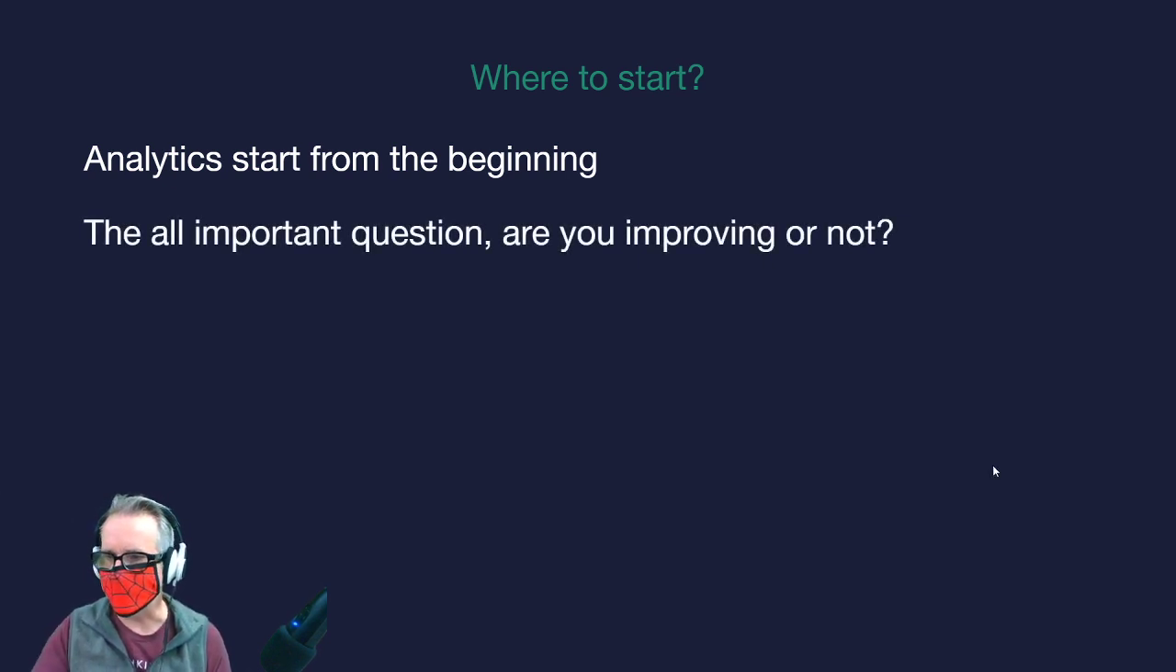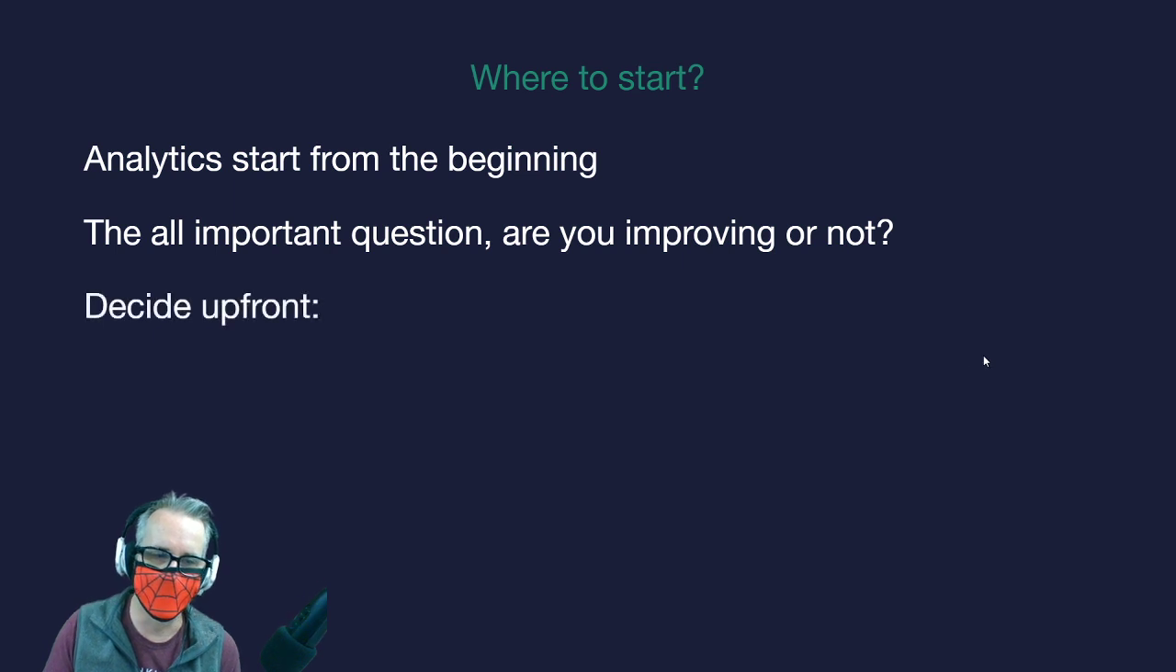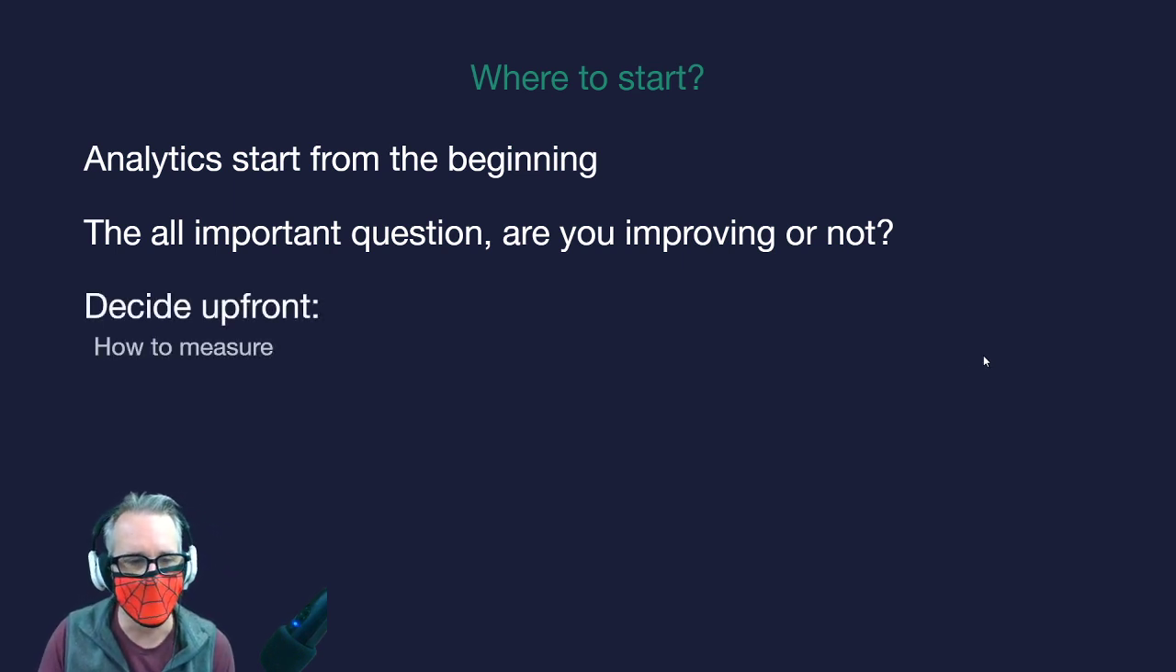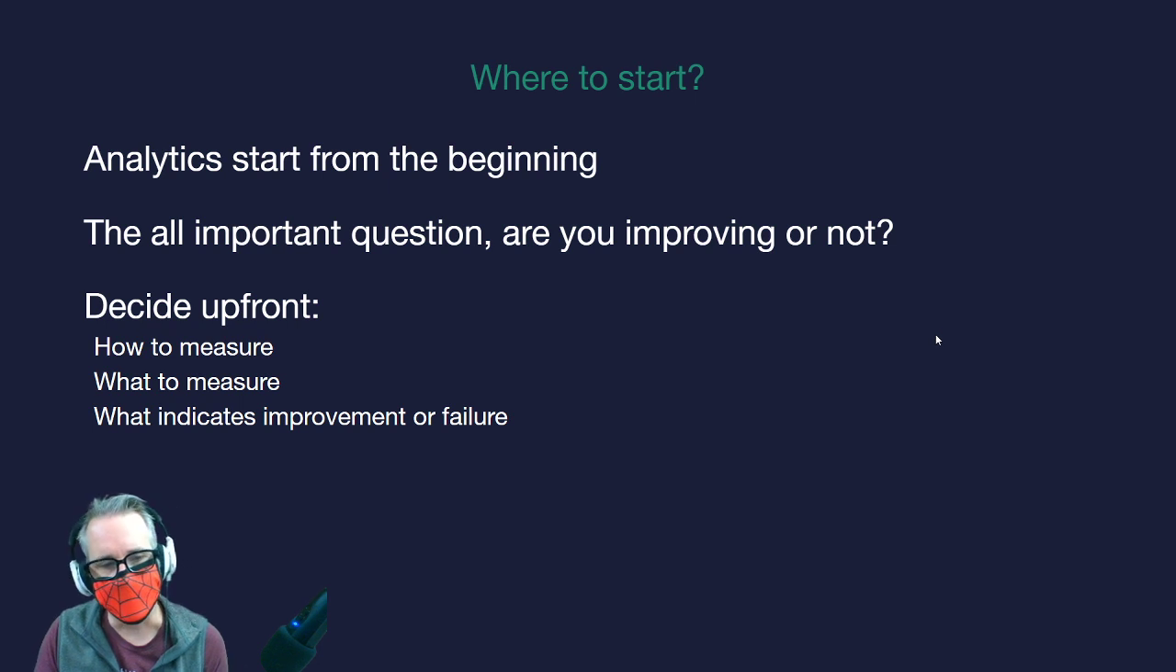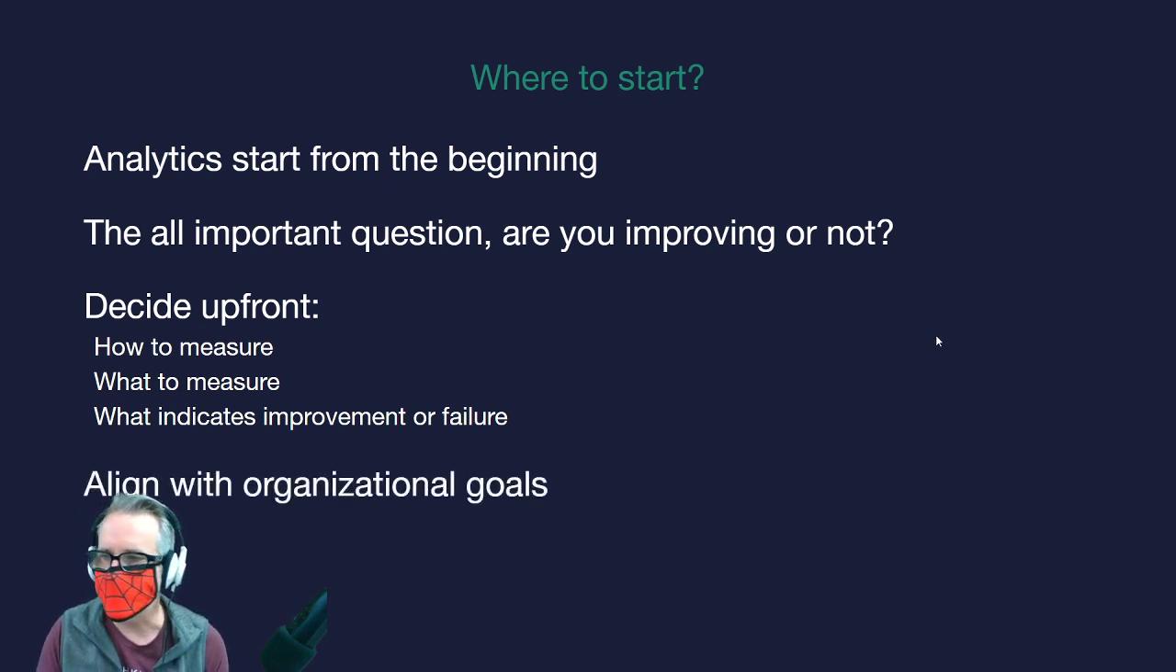So we want to measure with these analytics if we're improving our website's performance. You want to decide certain things up front. How are we going to measure if we're improving or not? What are we measuring? What indicates improvement or failure? You want to make sure your website goals are aligning with your organizational goals.